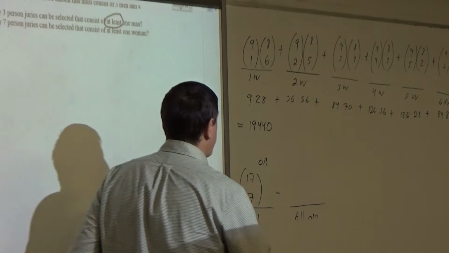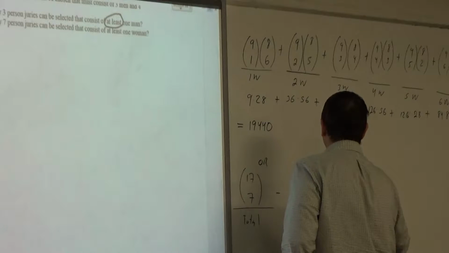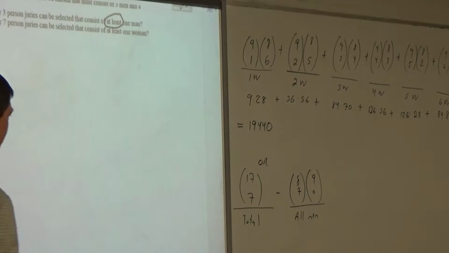Well, it'd be 8 choose 7, and by default, 9 choose 0, right? All right. So that's the faster way of doing it, but again, you have to be smart enough to set it up like that, okay? So it seems like the first way is just more intuitive for you guys, just because you just beat it up and do it, the brute force method of doing it, okay?